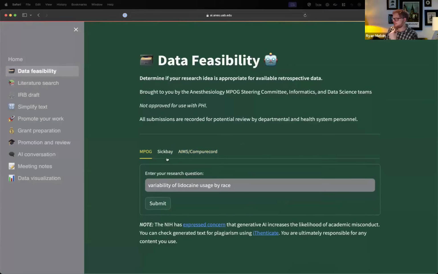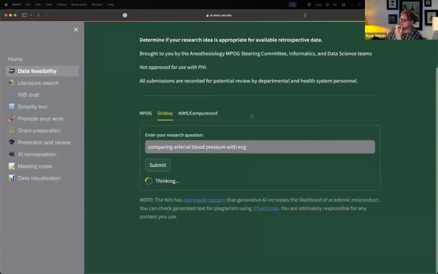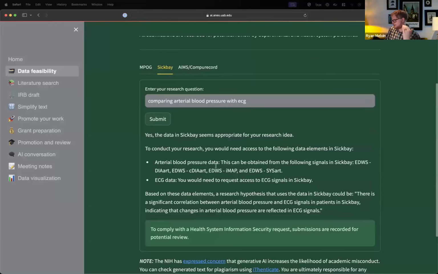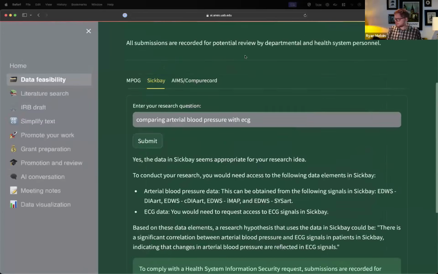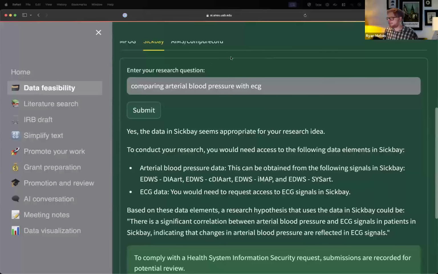So I just showed you the data feasibility one. It can also search our high resolution data. So if you, in hearing me talk, had a thought of something you might want to do with our waveform data, like comparing arterial blood pressure with ECG, again, that's not even a question, but it's our dumb example. You can come here, tell this tool your idea, and it'll say yes or no. It seems like we have the right data for that. In fact, here are the data elements that are in our high resolution database that you could request. And that's called SickBay. That's our high resolution data capture system. I'll make this a bit bigger, be a little more eye friendly.